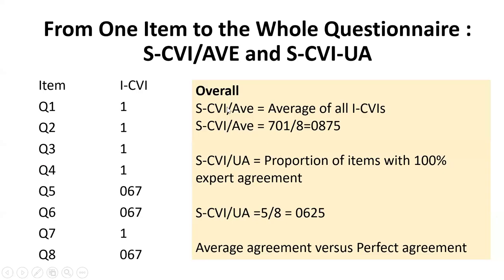Now, as we are looking at the average, similarly, you can also find out the proportion of items with 100% expert agreement, if you want that. You have to calculate the scale level content validity index UA, which is the proportion of items with 100% agreement. So I have these 8 items.